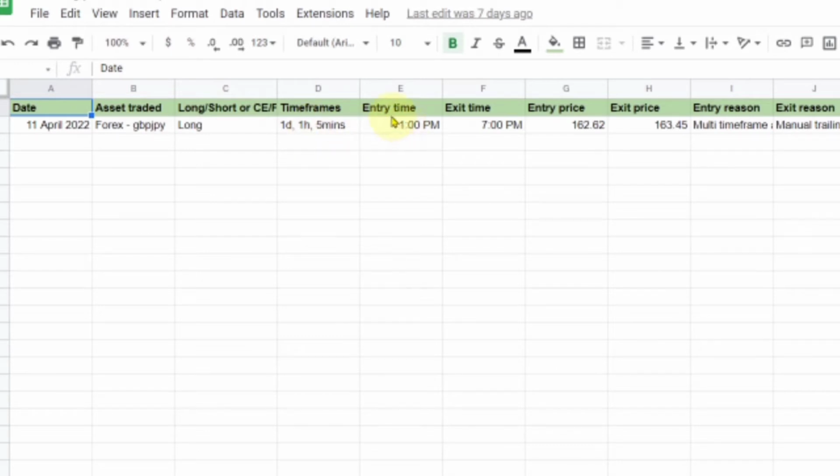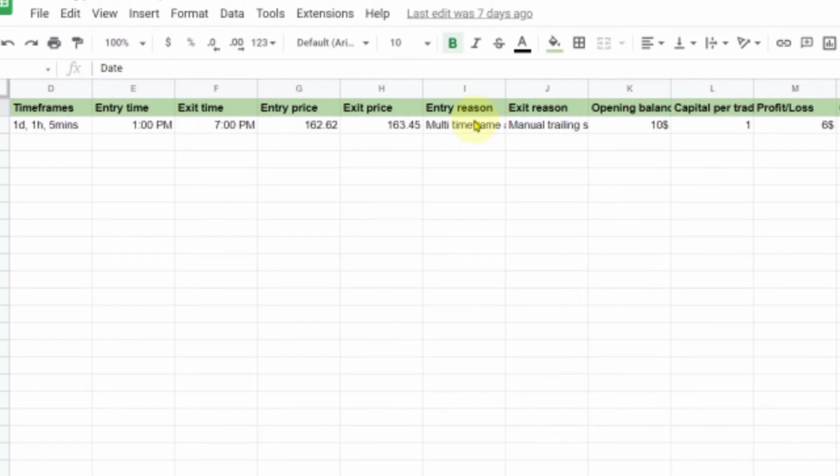Next is entry time and price, and exit time and price. Next is entry reason and exit reason. That is, write the reason for your entry and exit, whether it is technical, sentimental, or emotional, or news based, whatever it is, write it down.